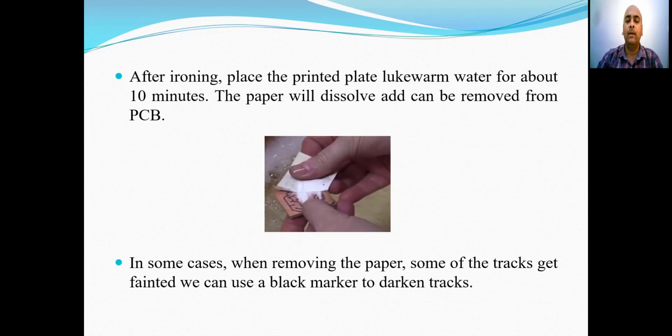After ironing, place the printed plate in lukewarm water for about 10 minutes. The paper will dissolve and can be removed from PCB. In some cases, when removing the paper, some of the tracks get fainted. So we can use a black marker to darken these tracks.